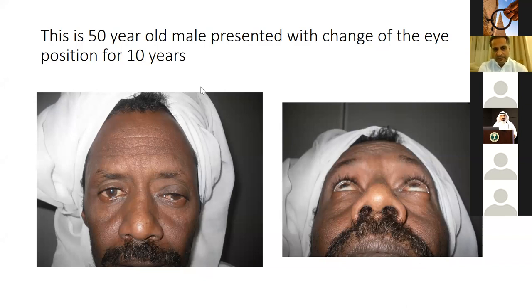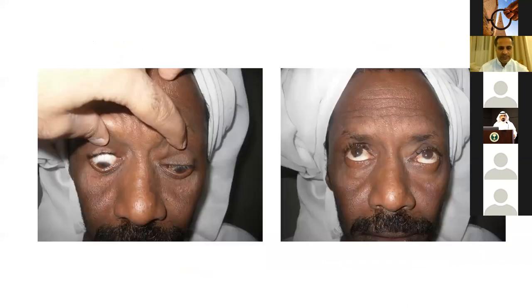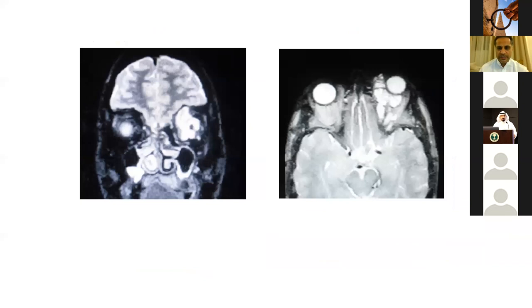No, he's not noticing that it's progressing or worsening. Okay, I would like to go to imaging of the patient just to see the integrity of the area, the globe. This is the motility, just to show you. This is the imaging, this one and this one, if you'd like to see.